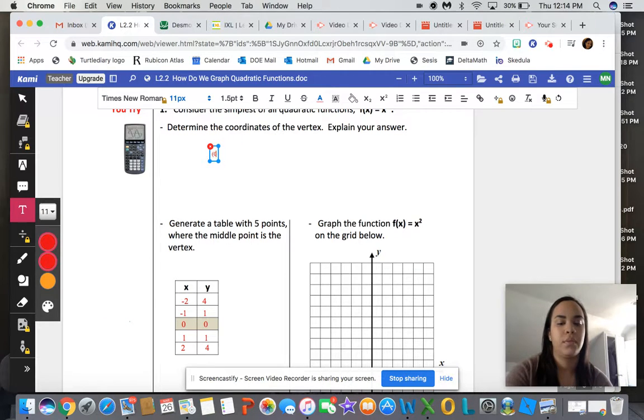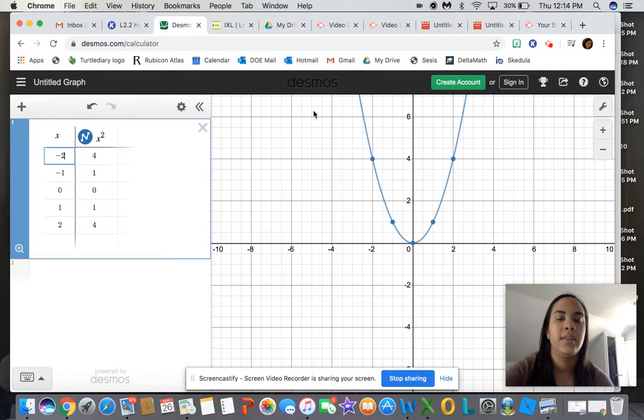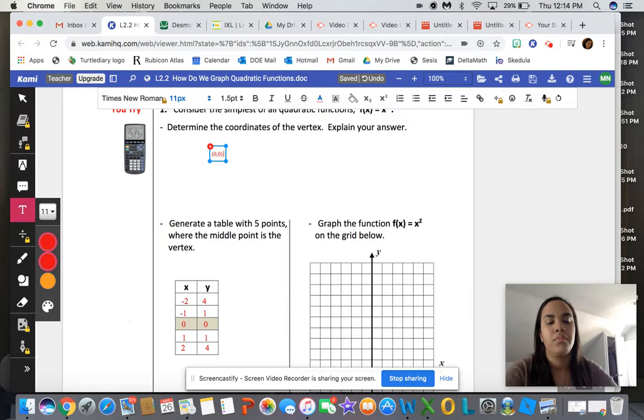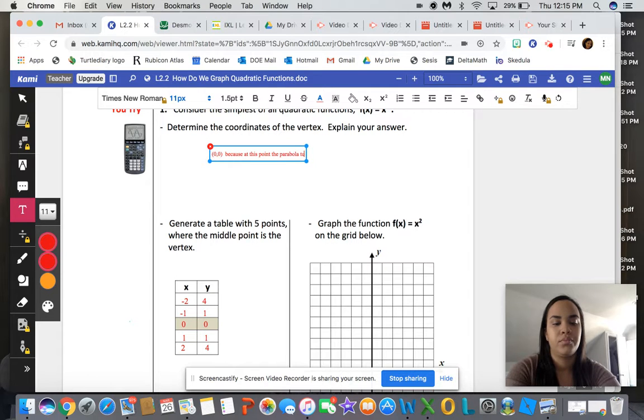Okay, so 0, comma 0. And explain your answer. So why is your answer 0, 0? Because we saw over here that the turning point, like the parabola, its turning point was at 0, 0. So that little point right there is the turning point. So you can say because at this point, the parabola turned up. Or that's the turning point, right?